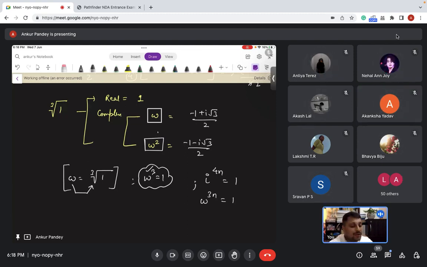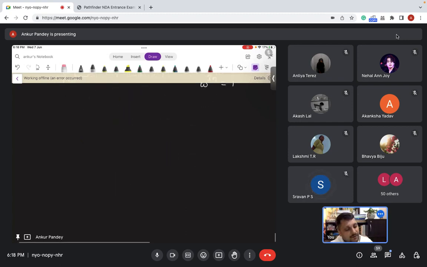So, understood? As i to the power any multiple of 4 is 1, in the same way, omega to the power any multiple of 3 is 1. Clear? First note. Second, take the value of 1, omega and omega square. If you add them, you will find 0. If you do not trust me, then try it yourself. If you trust me, directly note it.